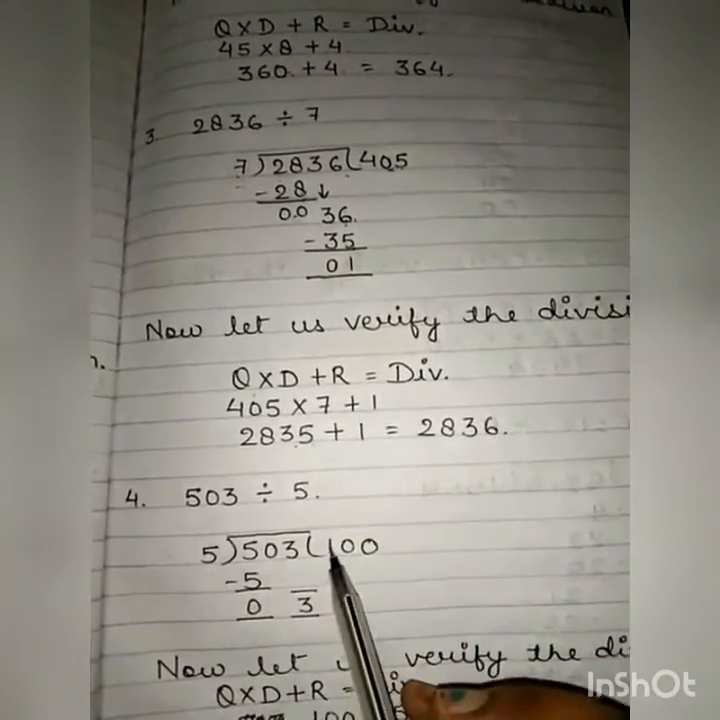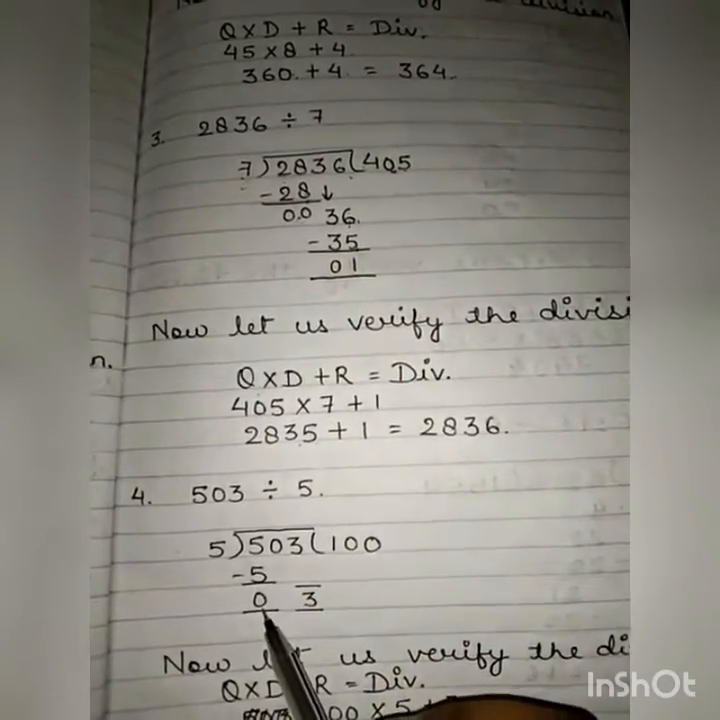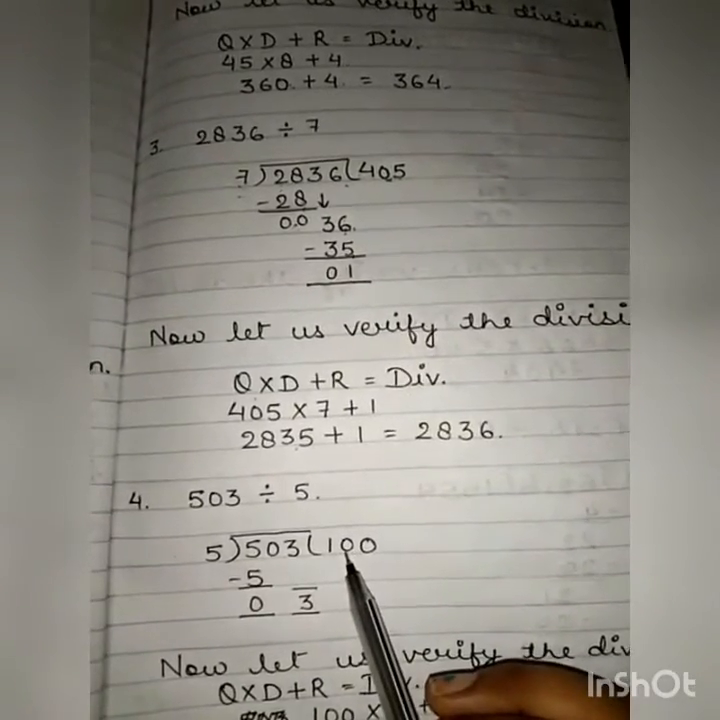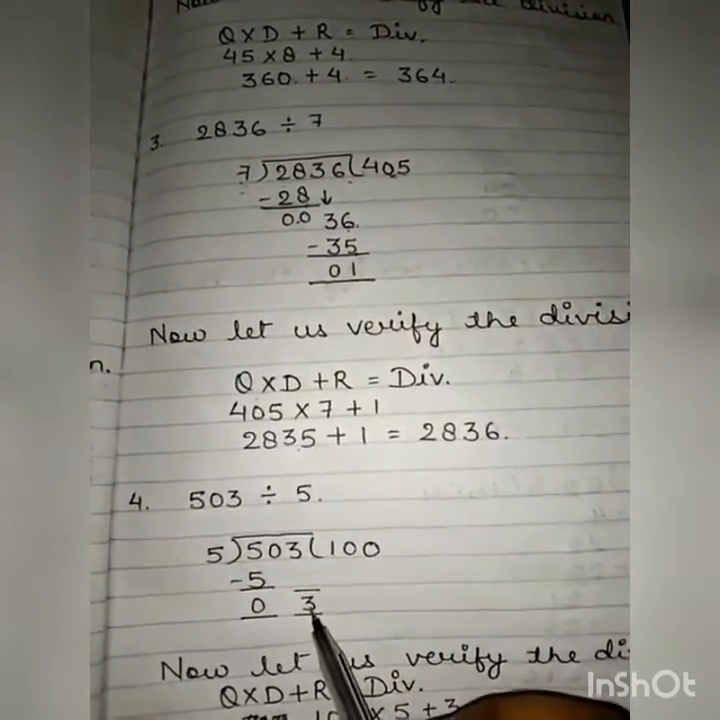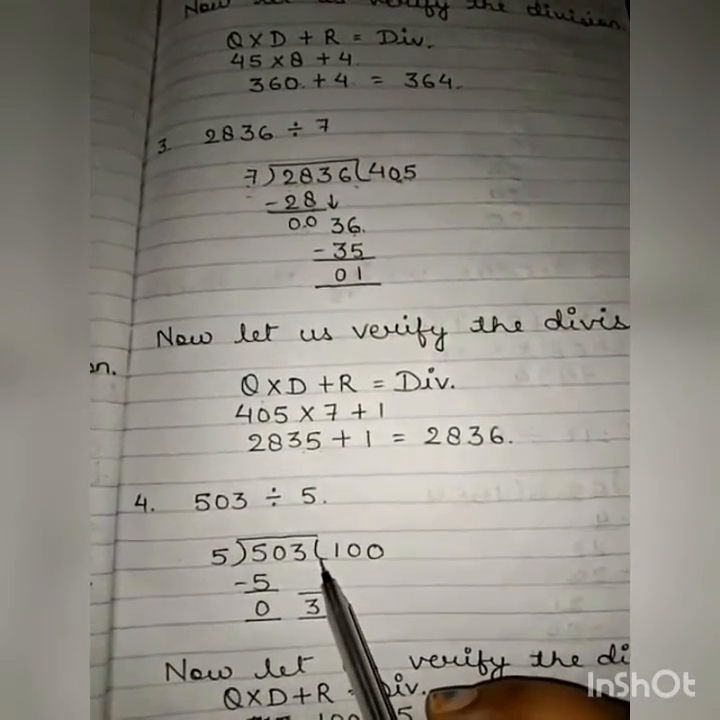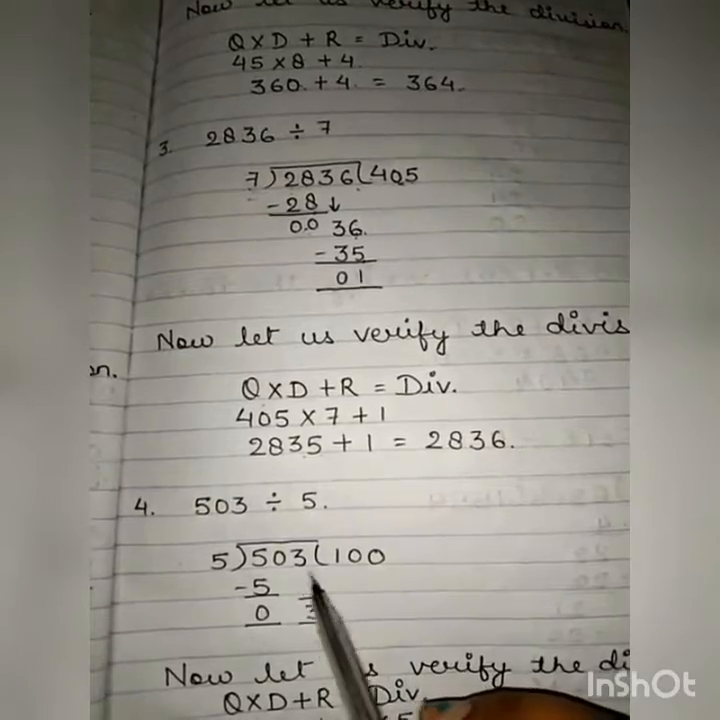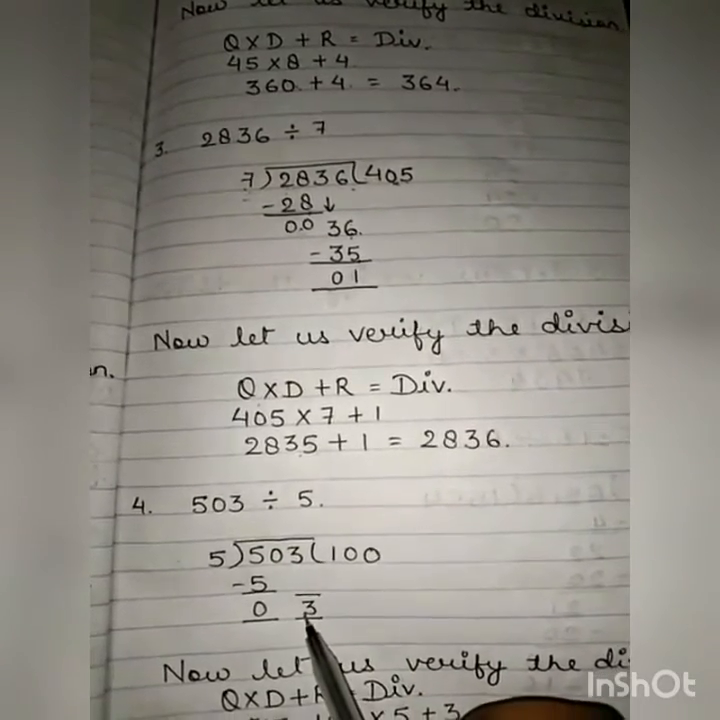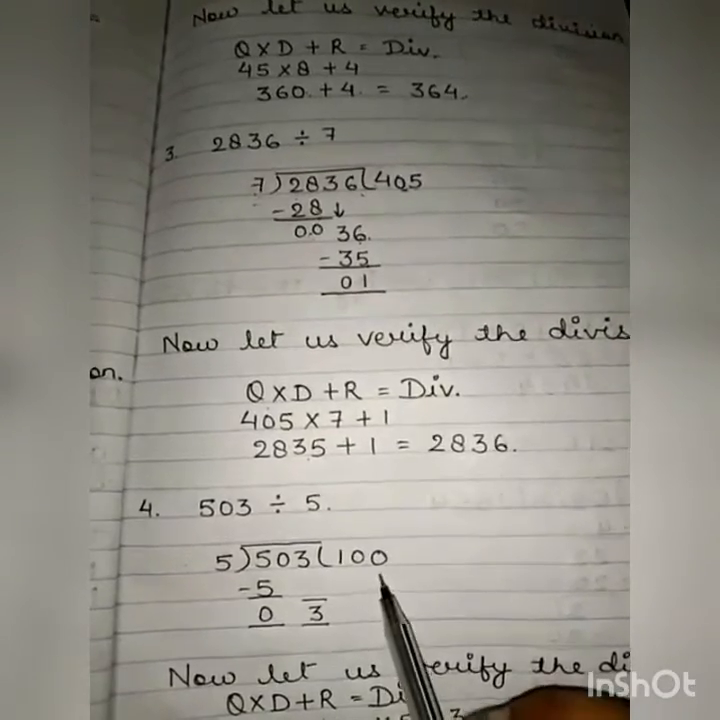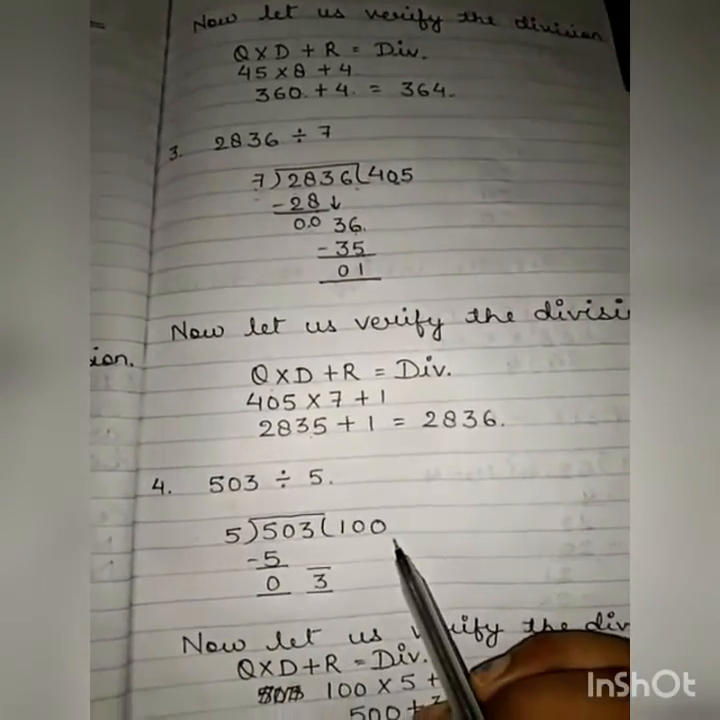Now 5 ones are 5. 5 minus 5 will be 0. This 0 we will take to the quotient. We will write here, and 3 is the remainder because 3 is smaller than 5 and there is no number given after the 3. So 3 will be the remainder, and in place of 3 we will put 1 more 0 in the quotient. So the quotient is 100 here.